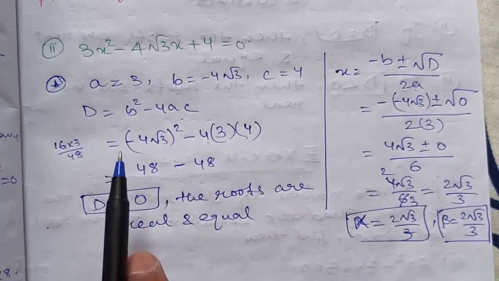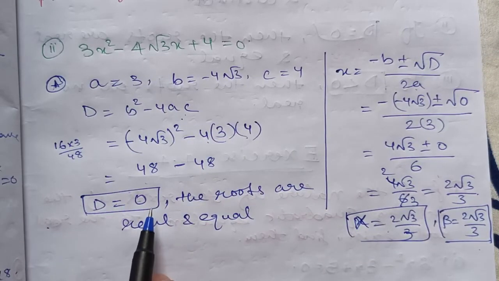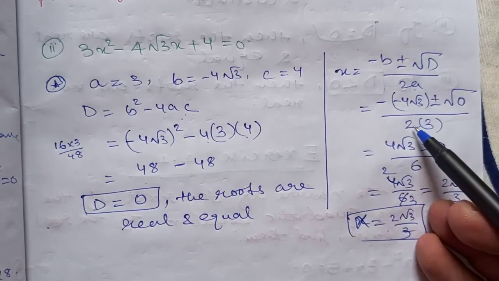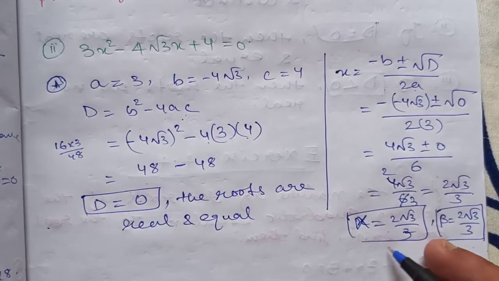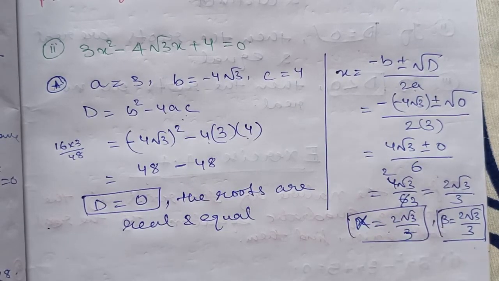So whenever you are getting d equals to 0 or a positive value, you can proceed for Sridharacharya formula to find both the roots. Okay, next question.